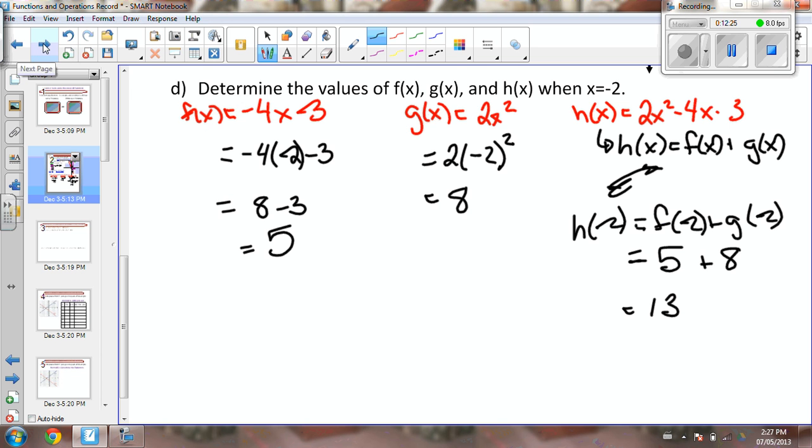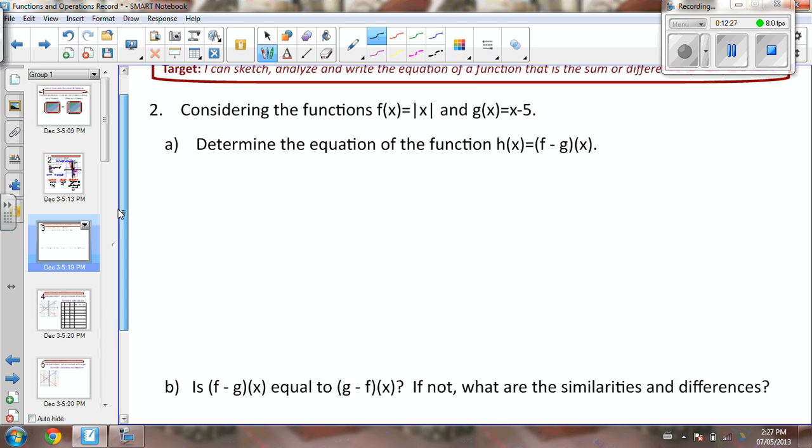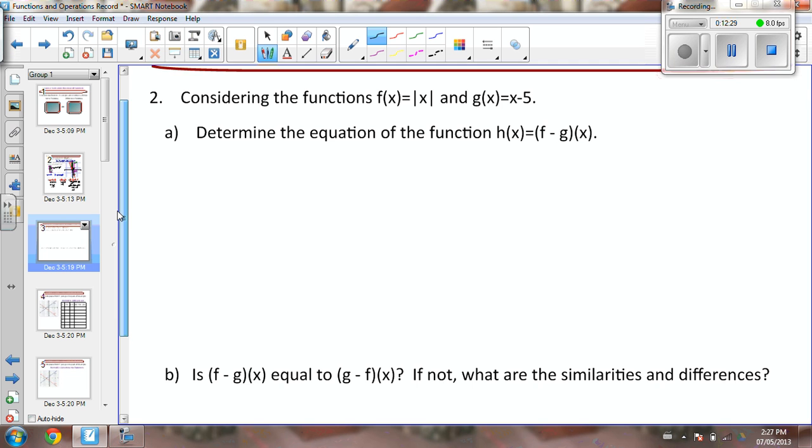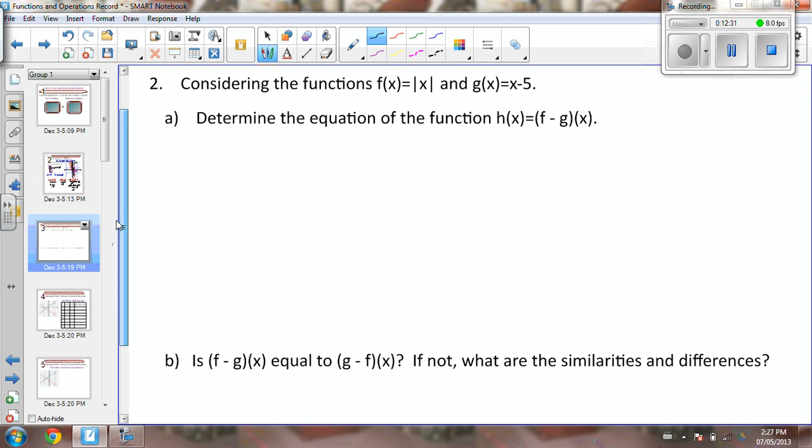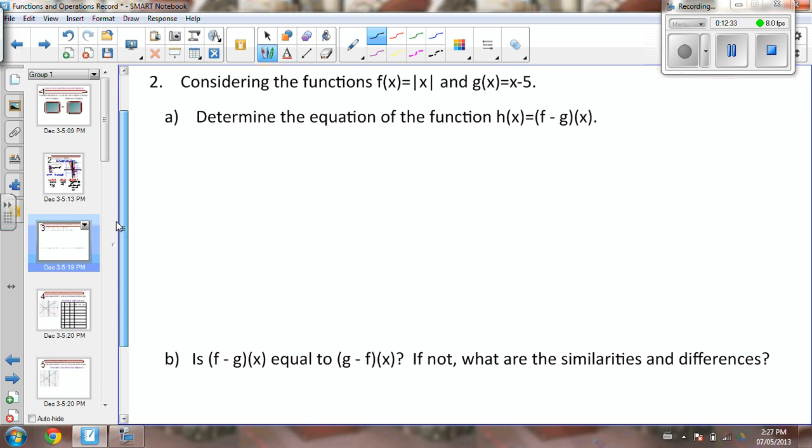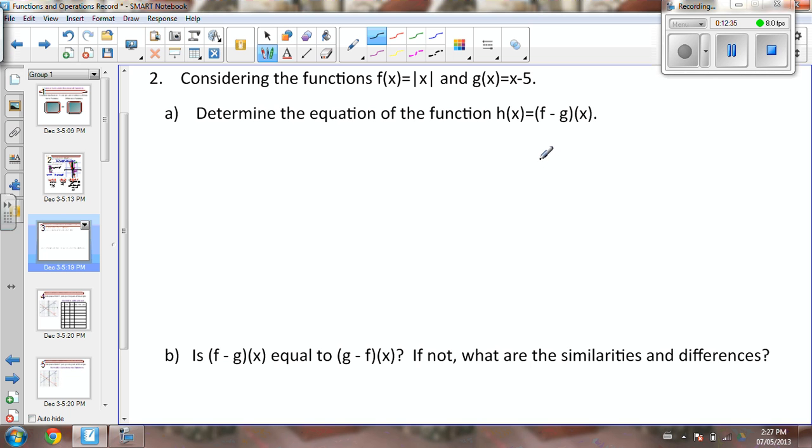Let's consider a few more functions. Consider the functions f of x equals the absolute value of x and g of x equals x minus 5. Determine the equation of the function h of x equals f minus g of x. So remember, this is a way of writing h of x equals f of x minus g of x.